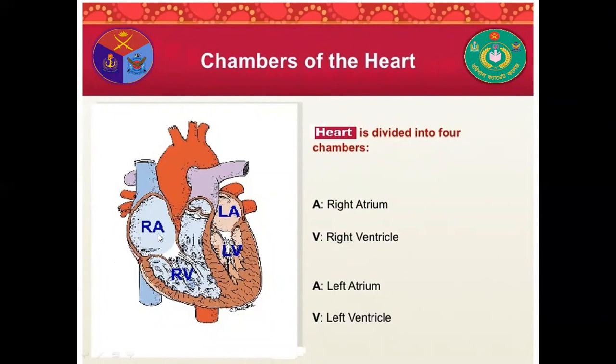The right atrium is filled with carbon dioxide blood, and the right ventricle is also filled with carbon dioxide blood. The left atrium is filled with oxygenated blood, and the left ventricle is also oxygenated blood.